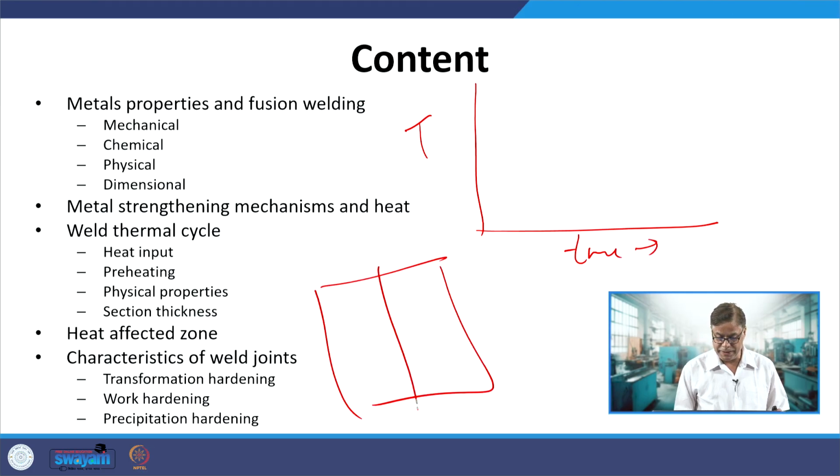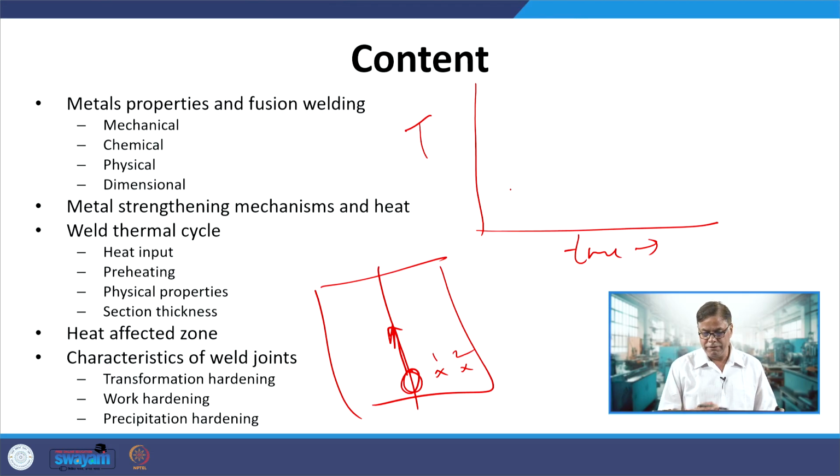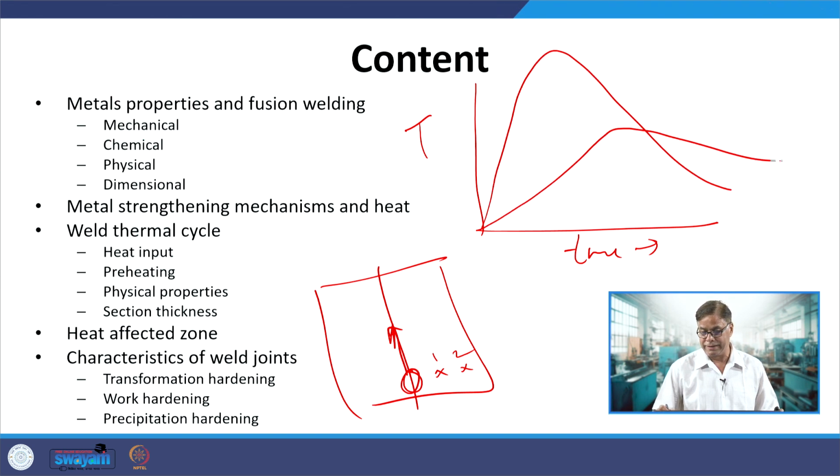Say these are the plates and here is the heat source which is being passed along the weld line, and there is a particular location in the vicinity of the weld zone. So, if we try to see the way by which temperature is changing at locations 1 and 2, this variation in temperature as a function of time is known as the weld thermal cycle. It will be going like this. This is for point 1 and this is for point 2.